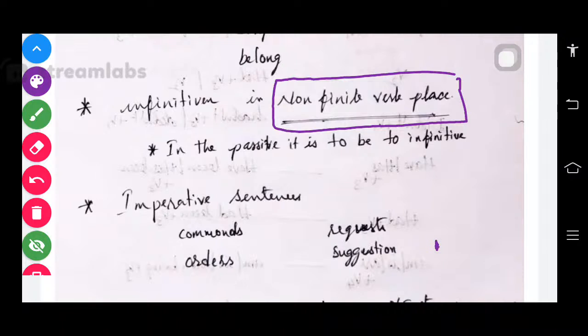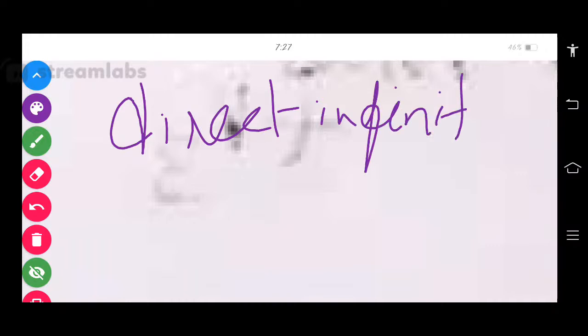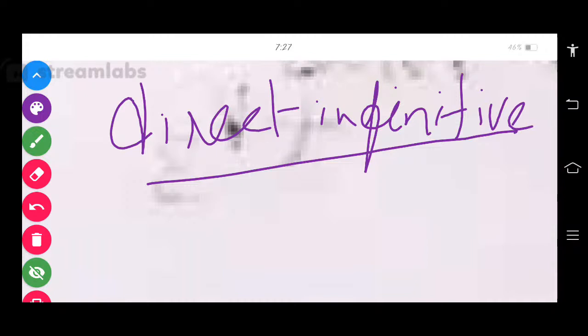So here also we have to understand what are direct infinitives. How many of you have an idea about direct infinitive? Does anyone have an idea regarding direct infinitive? Because I have discussed this topic in our previous classes. I would just like to know how well you have understood the things.